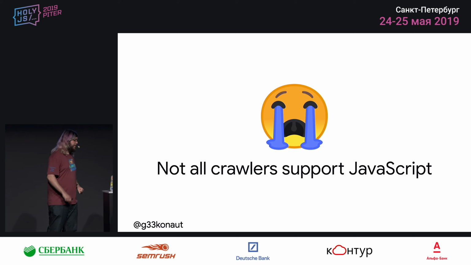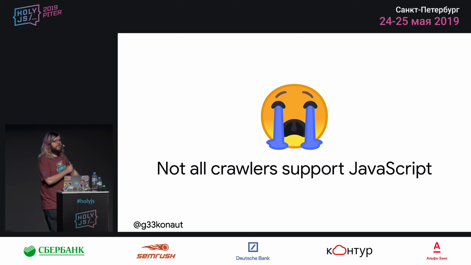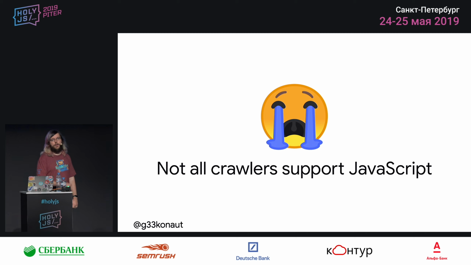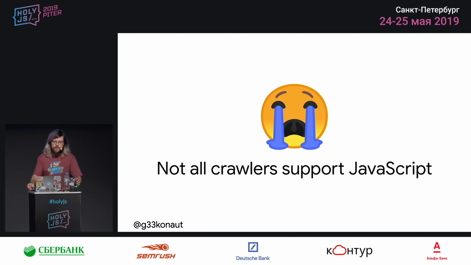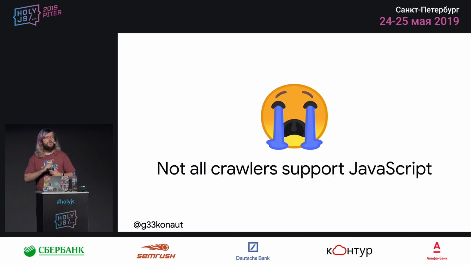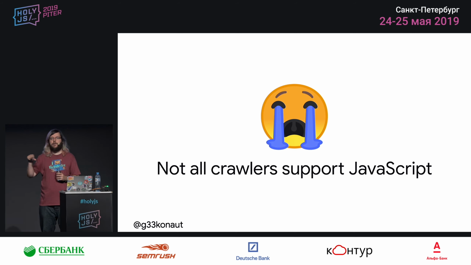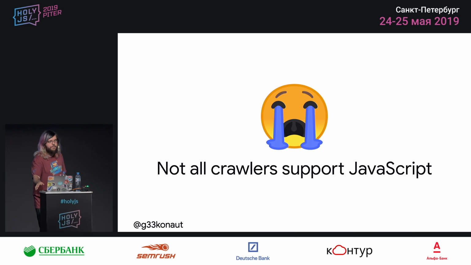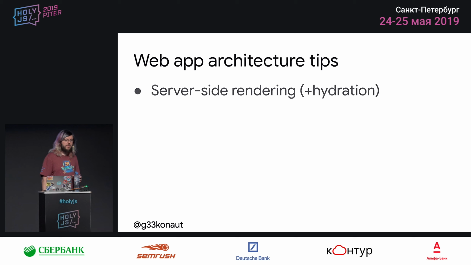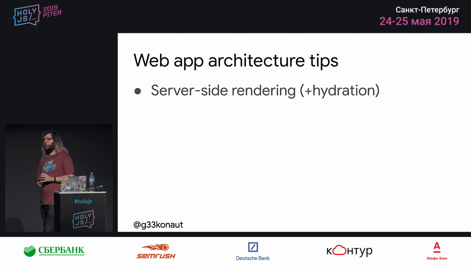Cool. Now we talked a lot about JavaScript and how Google search renders it, but the reality is that not every crawler does this. There's other search engines, and then there's social media networks and other applications that crawl your page when you share a link, but they don't run JavaScript on your page. So how do you deal with that? Well, maybe consider something like server-side rendering.